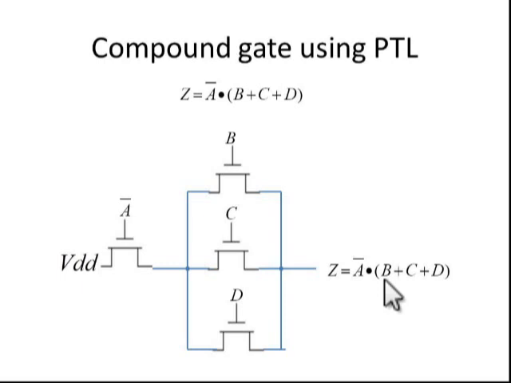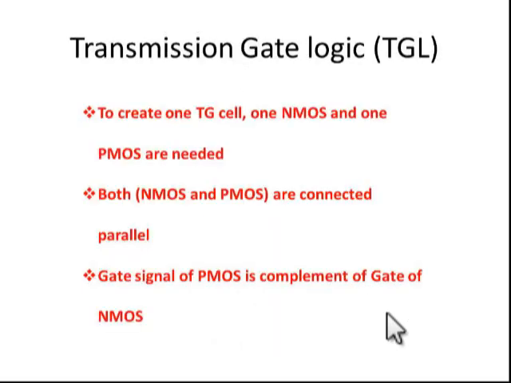So this is the main drawback in the PTL logic. It requires some additional circuitry to make it operate properly. So that's why the PTL is not suitable for all types of circuits. Okay. So next we will see the transmission gate logic.